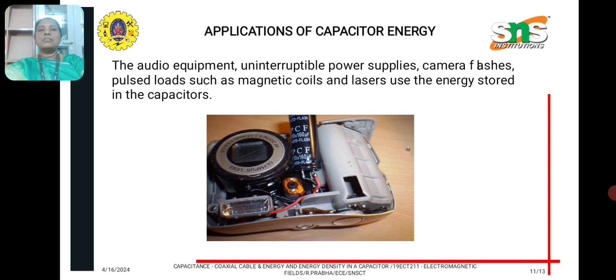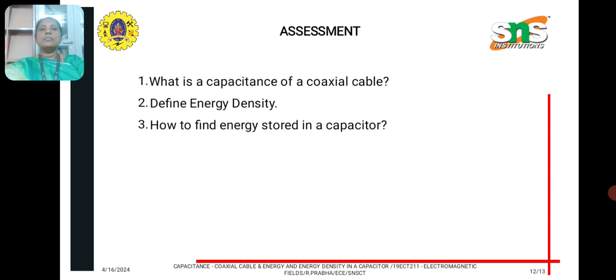the capacitors. Assessment: the capacitance of a coaxial cable, define energy density, how to find energy stored in a capacitor.